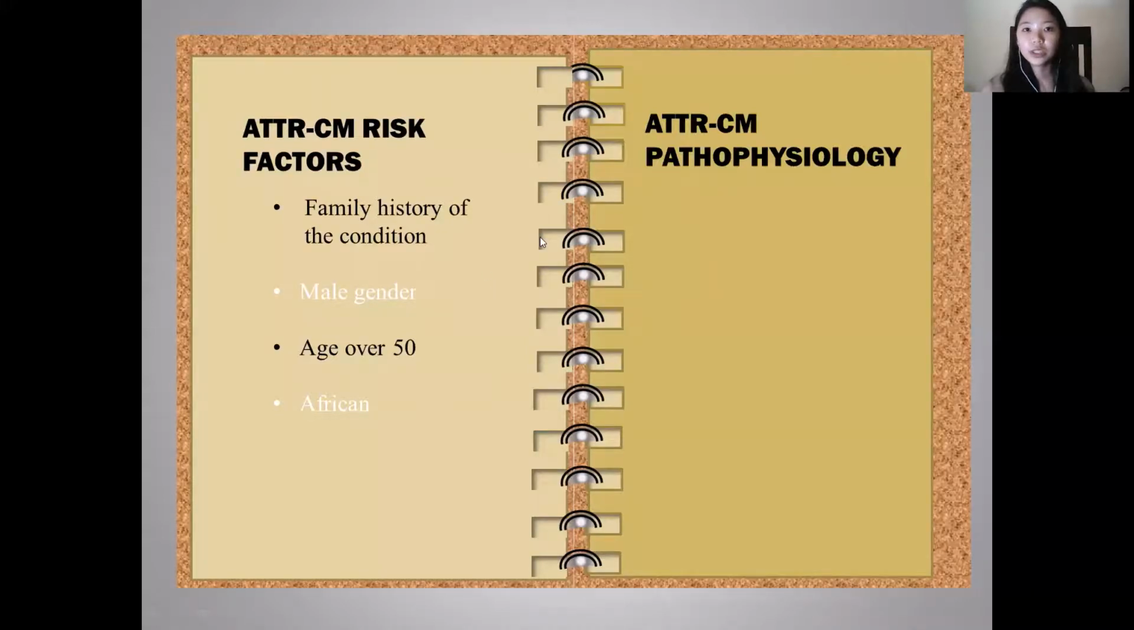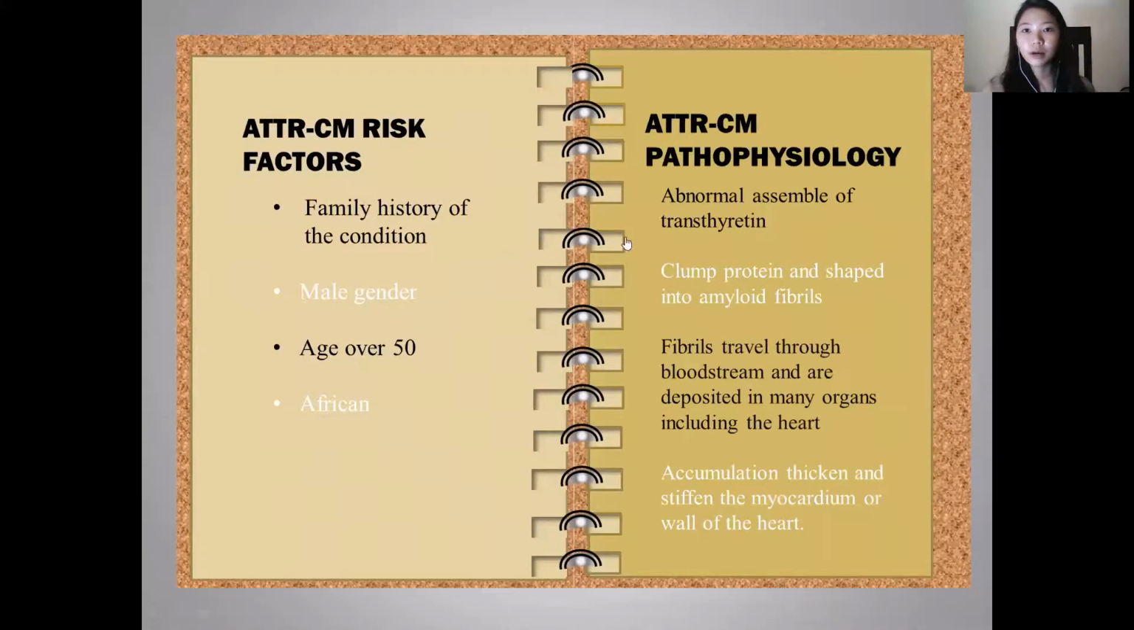The pathophysiology is there is abnormal assembly of transthyretin. And with this, the protein will clump and shape into amyloid fibrils. The fibrils travel through the bloodstream and are deposited in many organs, including the heart. The accumulation weakens and stiffens the myocardium or the wall of the heart.